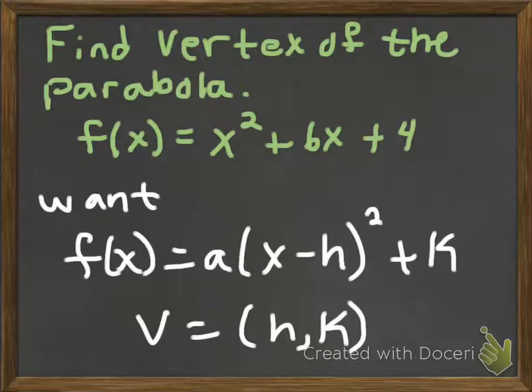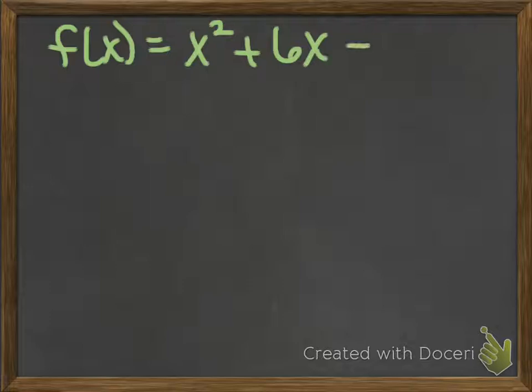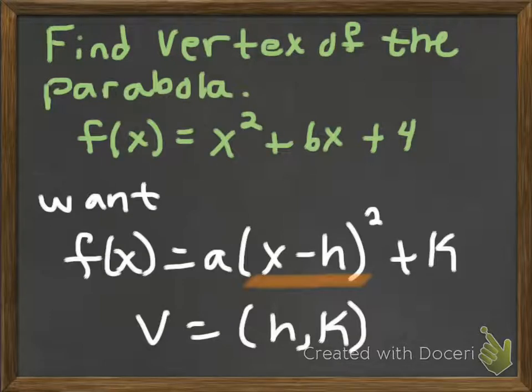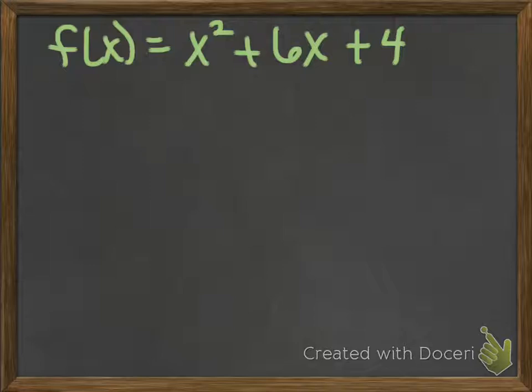In order to do that, notice what we have is this x minus h squared. So that is a binomial squared. In order to get that binomial squared, we're going to need something to factor as a perfect square, which is, of course, called completing the square. So let's go ahead and try to complete the square. So I'm going to rewrite the problem that we've got here. We have f of x equals x squared plus 6x plus 4. Okay, so this is what we're going to try to complete the square of.